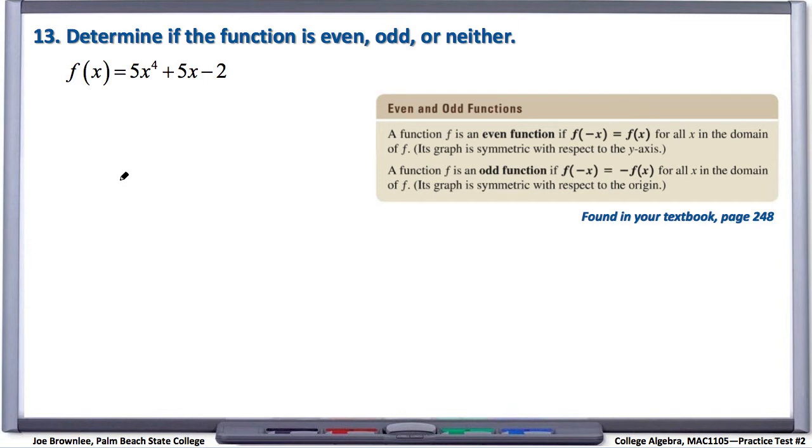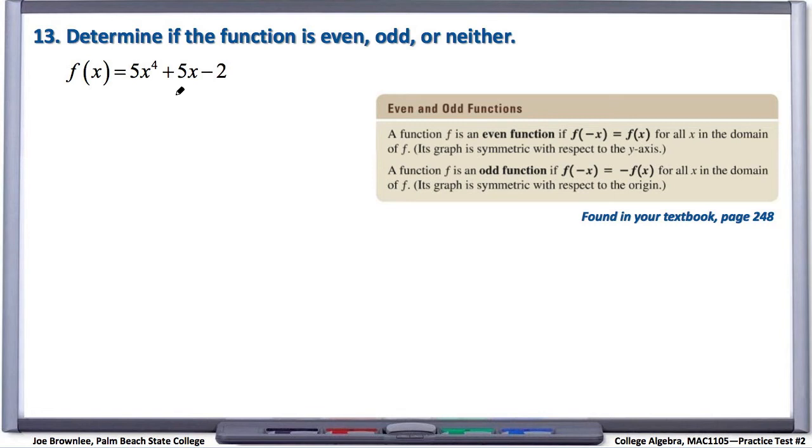Number 13, determine if the function is even, odd, or neither. And we've been given f of x equals 5x to the fourth plus 5x minus 2. And just like we did in number 12, we're going to go through and replace each x in our given function with negative x, simplify, and see what the resulting equation tells us.